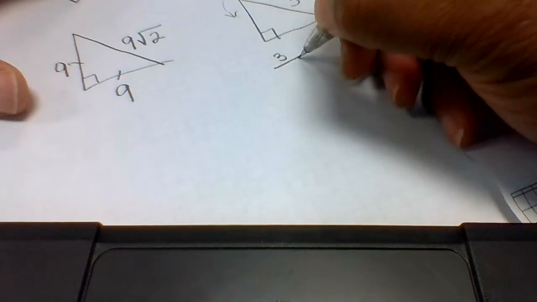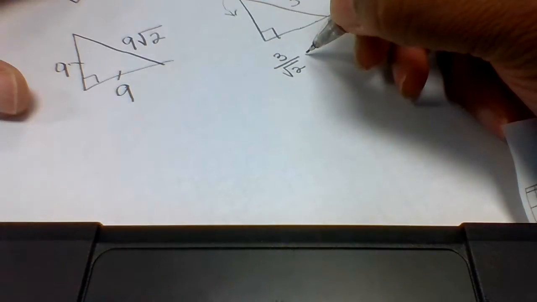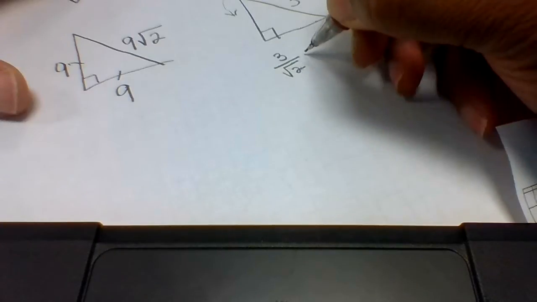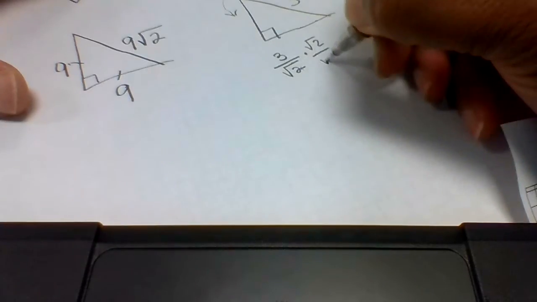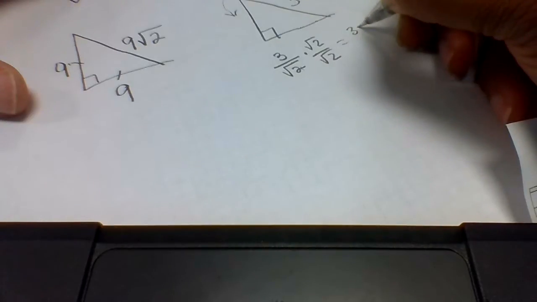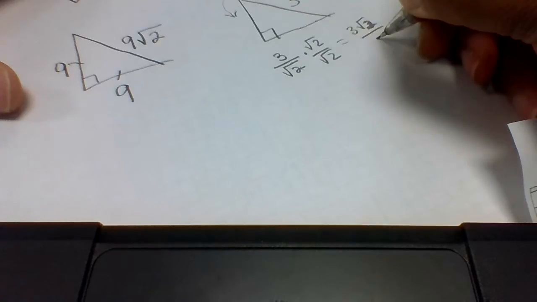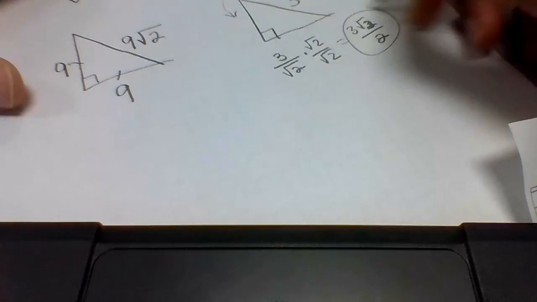So this problem then becomes 3 over the square root of 2 because I got to divide by the square root of 2. I can't leave this in the bottom, so I multiply the top and bottom by the square root of 2. And so then this answer becomes 3 square root of 2 all over 2. And that's my answer.